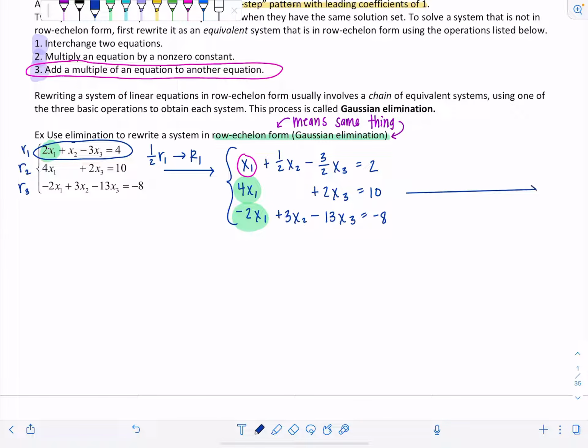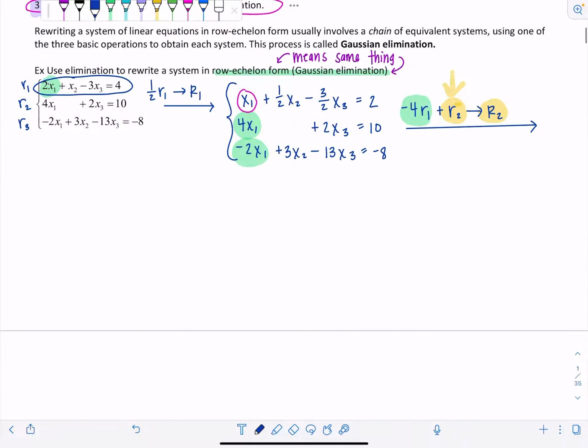I'm going to take negative 4 times my current row 1, add it to my current row 2, and that becomes my new row 2. You always multiply your non-zero constant by the row that you just created that 1 in. It's a pivot when we talk about matrices in the next video. You add it to some other row. You don't multiply that row by anything, okay? And then that's the row that gets replaced, the one that doesn't get multiplied by a non-zero constant. Okay, so let's see how that's going to go.